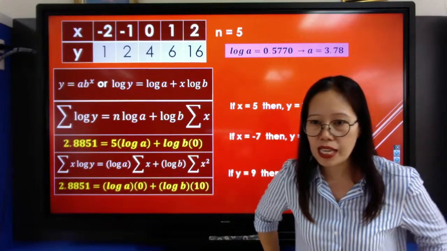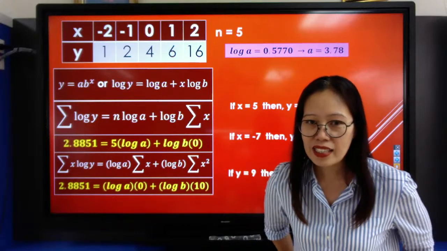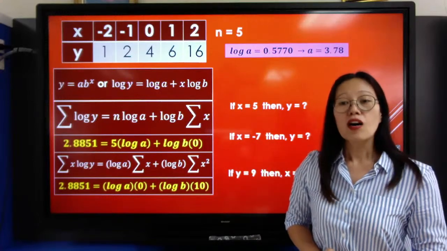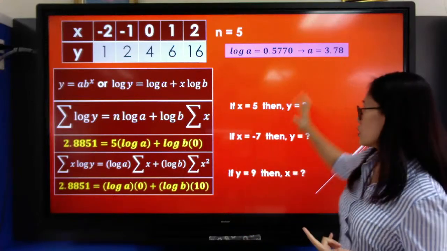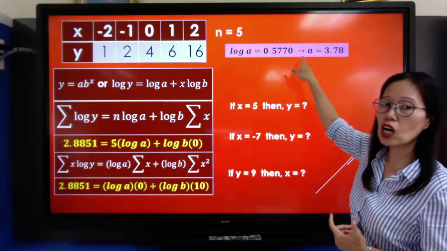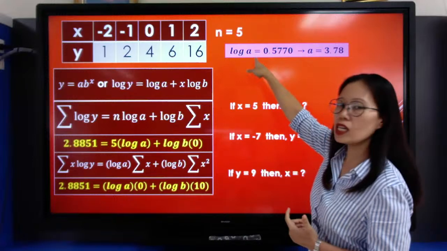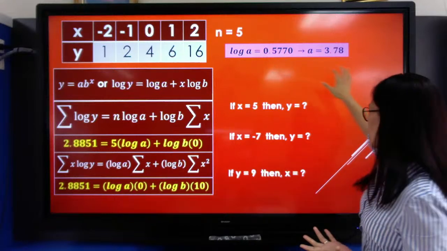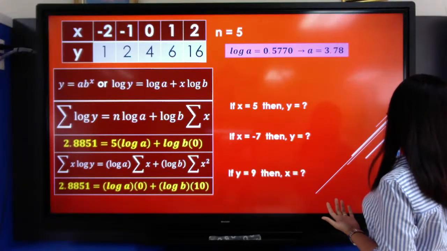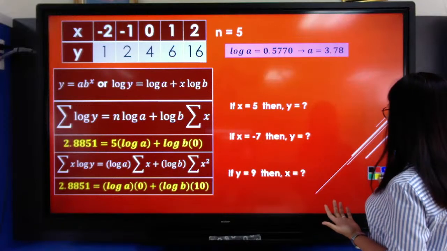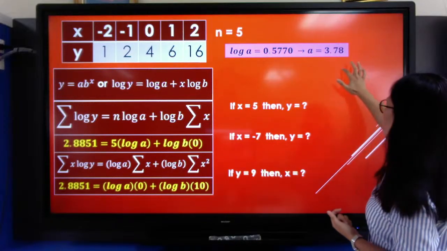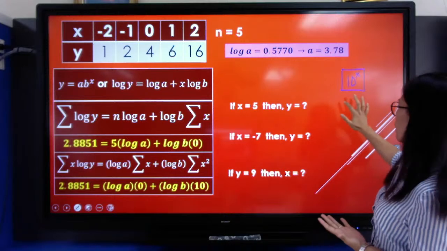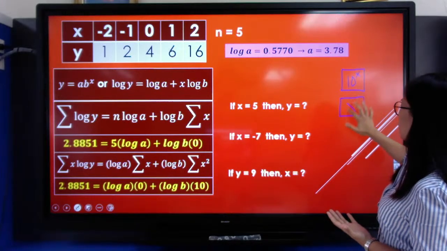Now, how can we get 3.78? How did we arrive at 3.78? Any idea? Of course, all you need to do is to use your calculator, right? So this is anti-logarithm. This one is logarithm of A. If you want to remove the logarithm, you have to use anti-logarithm, right? And in your calculator, you have the button, 10 raised to x in some calculators. Other calculators have x raised to 10.